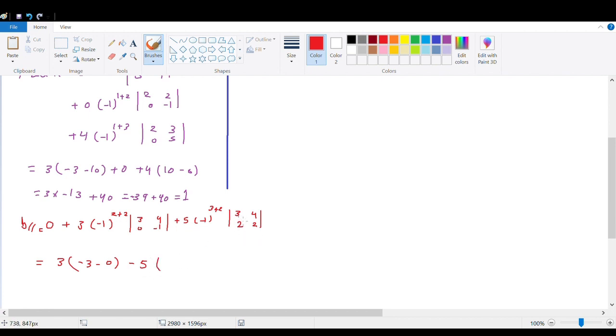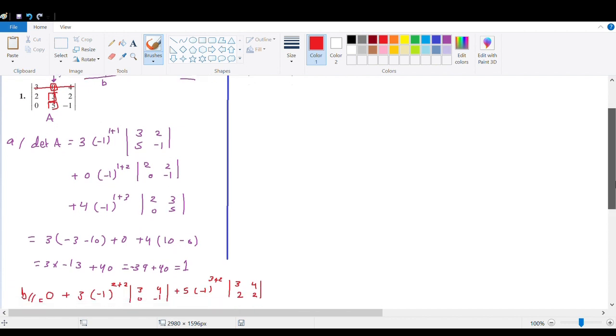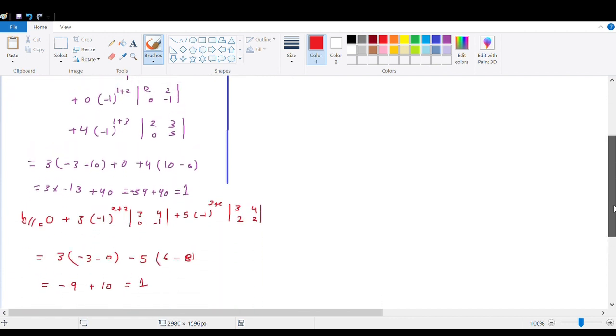The determinant of this matrix will be 3 multiplied by 2, 6, minus 4 multiplied by 2, which is 8. So now this will give us 3 multiplied by minus 3, which is minus 9. Then minus 6 minus 8, sorry, will be minus 2. Minus 2 multiplied by minus 5 will be plus 10, which is equal to 1. So we get the same determinant, either we go through the first row or the second column. We get the same result, which is that the determinant is equal to 1.